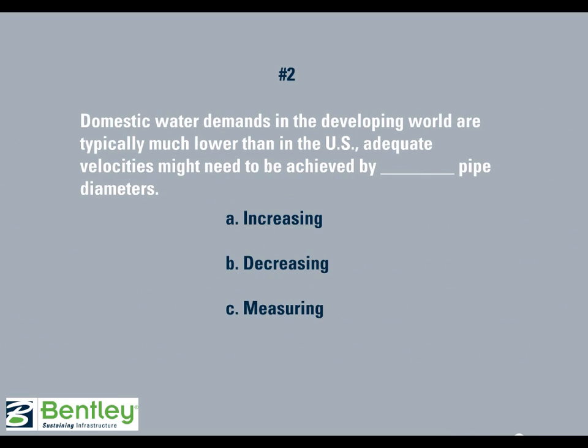Number 2. Domestic water demands in the developing world are typically much lower than in the US, so adequate velocities might need to be achieved by blank pipe diameters. A. Increasing, B. Decreasing, or C. Measuring. And the answer is B. Decreasing pipe diameters.